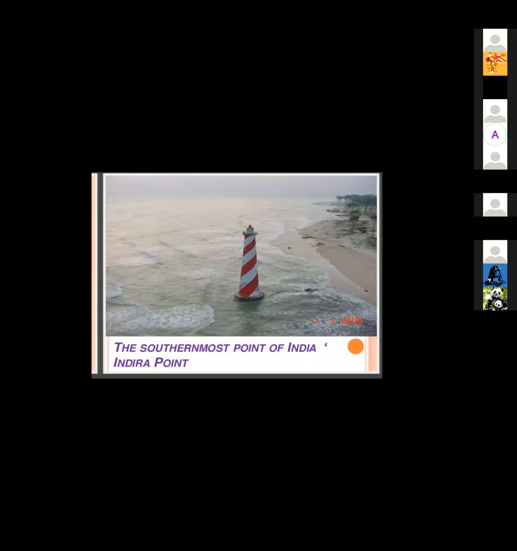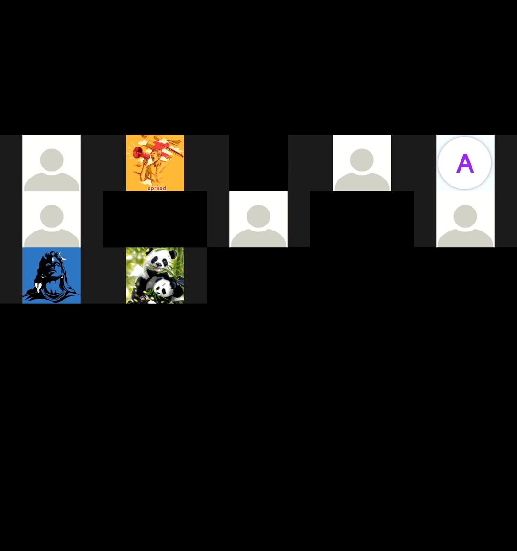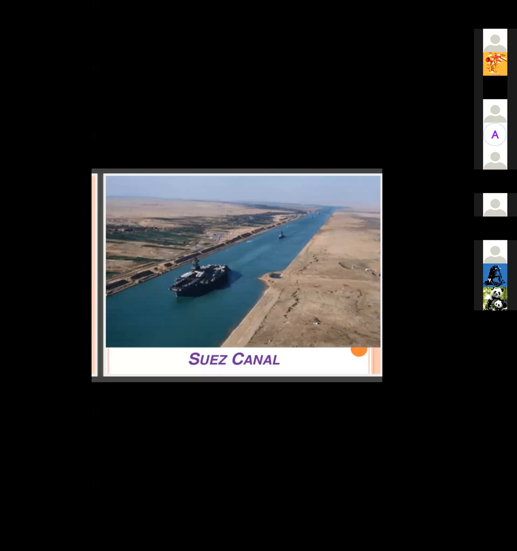Since the opening of the Suez Canal in 1869, India's distance from Europe has reduced by 7,000 kilometers. See here, it reduced that distance. Suez Canal opened in 1869. Which year did it open? 1869.